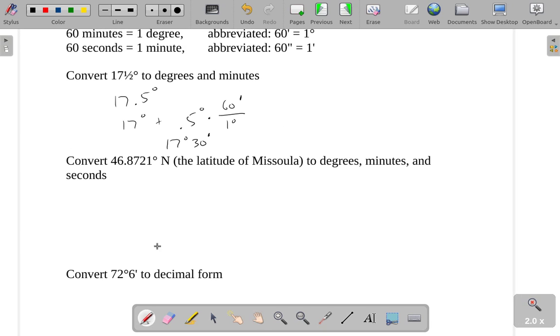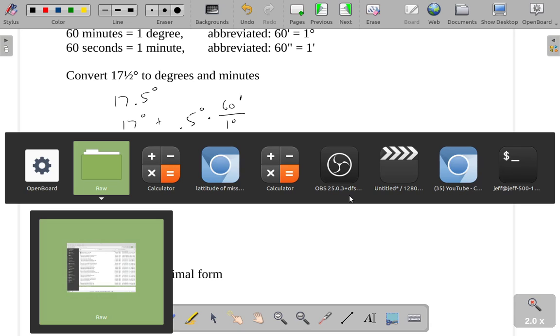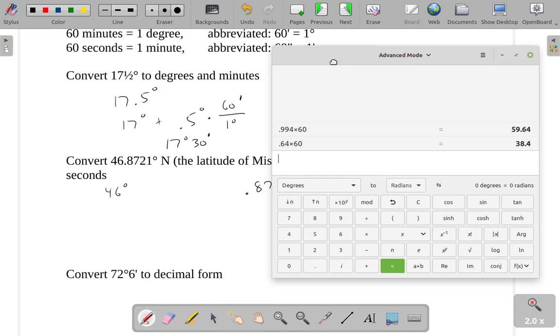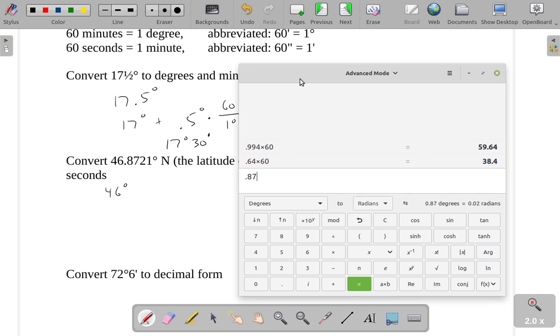Let's do a little bit more challenging example. 46.8721 degrees north. This is the latitude of Missoula. If I wanted to convert this to degrees, minutes, and seconds, this would be 46 degrees. And then I'm going to take this 0.8721 times 60 on the calculator. So, let me pull down the calculator here. 0.8721, because this is the portion of a degree. If I multiply that by 60, I get 52.326.